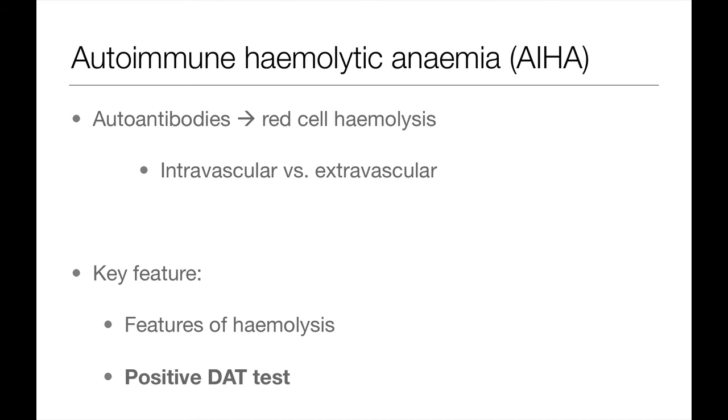The key features are features of hemolysis, so that's all the clinical things we spoke about before, all the biochemical and haematological test features we spoke about before, and very importantly, they will have a positive direct anti-globulin test, or DAT, or something called a Coombs test.